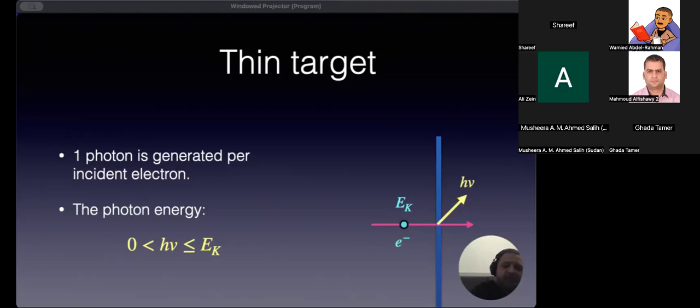So the photons emitted from a thin target will not come out with the same energy, but will have a spectrum. Okay, different energies. The maximum is going to equal the kinetic energy of the electron, and the minimum, obviously, is going to be zero.